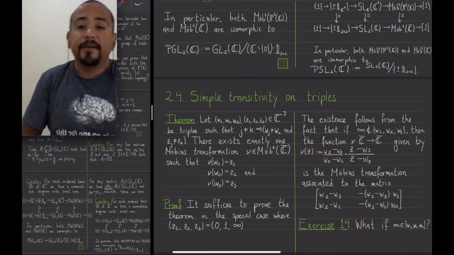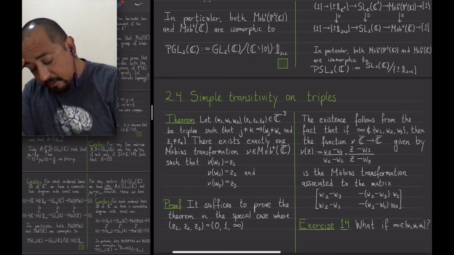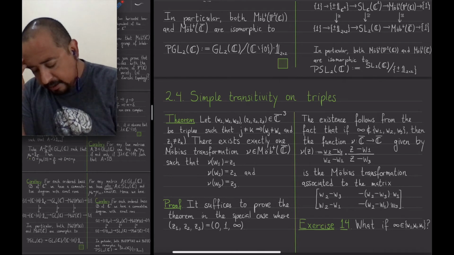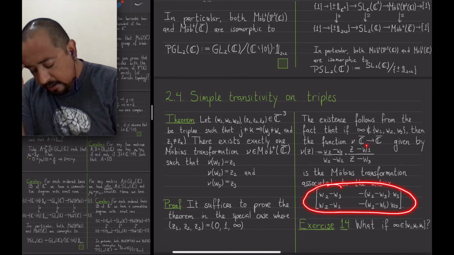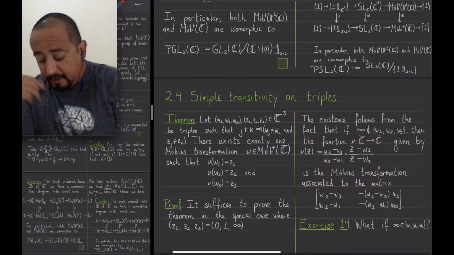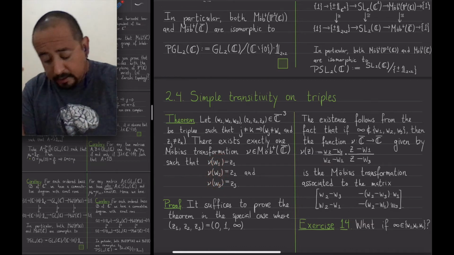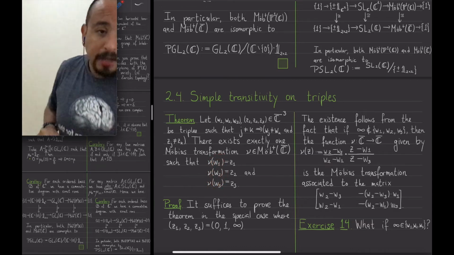Okay, but is it the Möbius transformation associated to something? Well, the fact that we have degree 1 in Z divided by degree 1 in Z says yes, it is. And then it's quite easy to see that if we consider this matrix, then its associated Möbius transformation is the one we just produced. Now this is if none of W1, W2, and W3 is infinity.